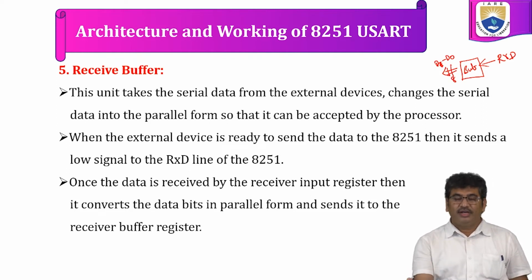So the receiver buffer's input is serial data and the output is parallel data. So it can be used as a serial to parallel conversion. When the external device is ready to send the data to the 8251, it sends a low signal to the RxD line of 8251. Once the data is received by the input register of the receiver, it converts the data bits into parallel form and sends it to the receiver buffer register.